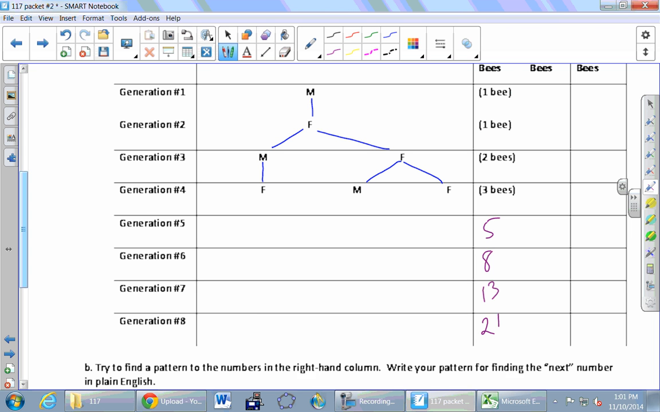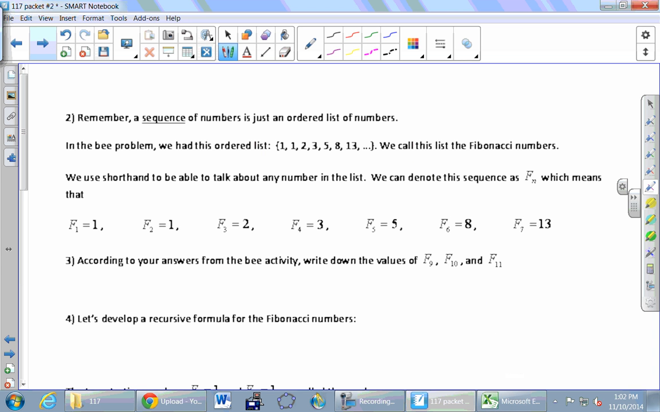And then we started to look at some patterns in that list of numbers. Can somebody give me a plain English way of describing how you get the next number in this list? Add the previous number. So add the previous number to what? To the number before that, right? You add the last two numbers, and that gives you the next number in the list. And so on the very next page, we'll write that down symbolically.